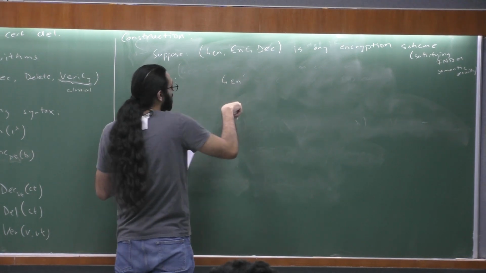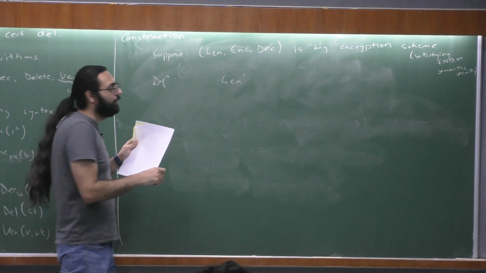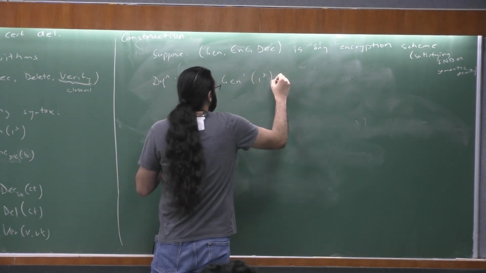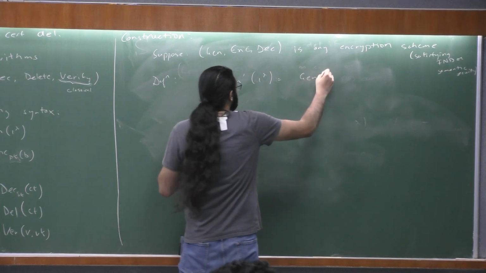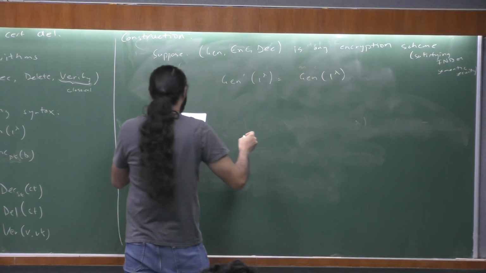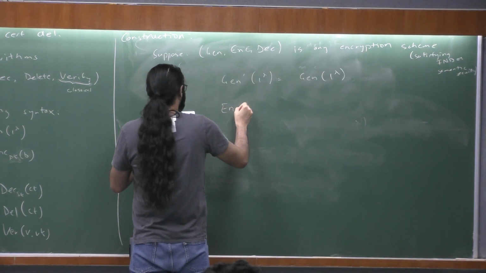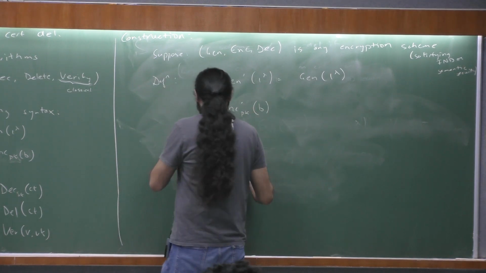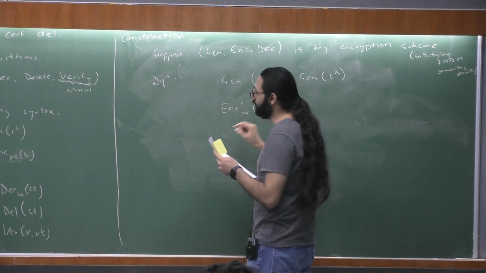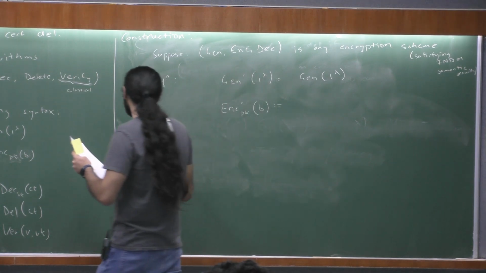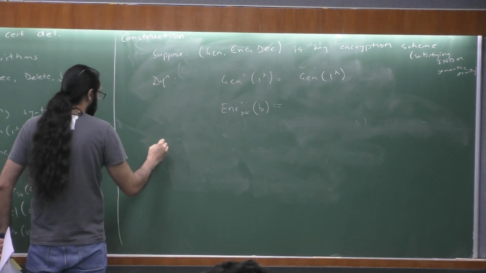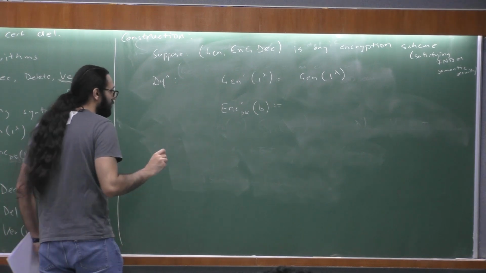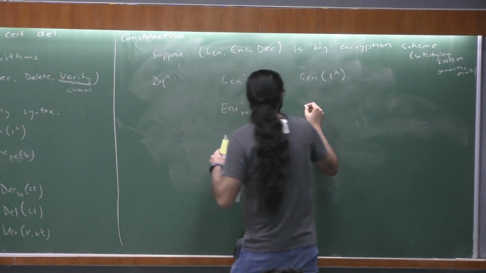So Gen prime. Primes are the new ones that I'm defining. So Gen prime 1 to the lambda does exactly what Gen 1 to the lambda does. Then Enc prime pk acting on b does the following. So this is basically motivated by the example that we had, or maybe it will come later. Yeah, let me write it down actually. It's better.